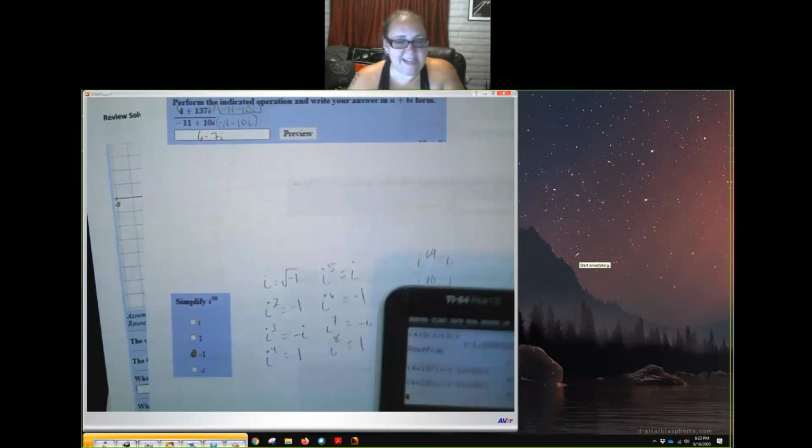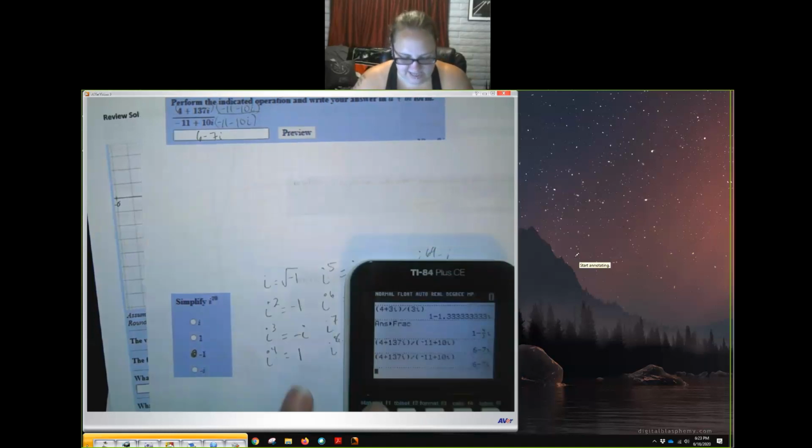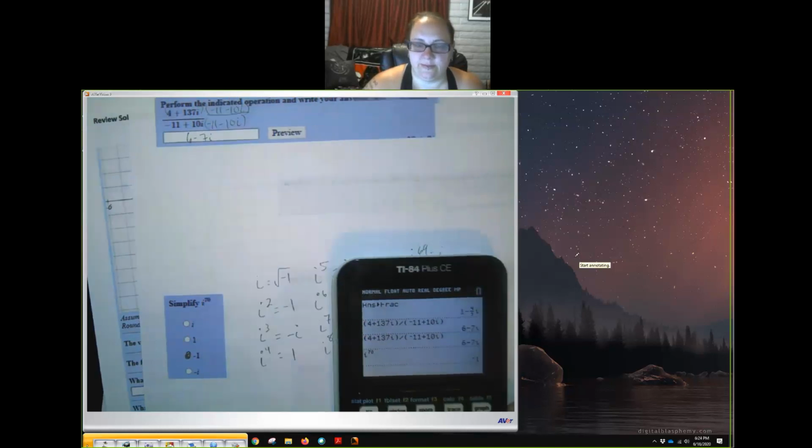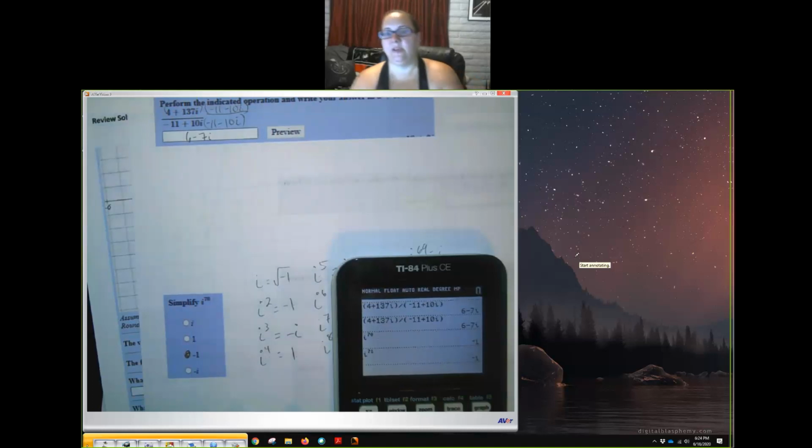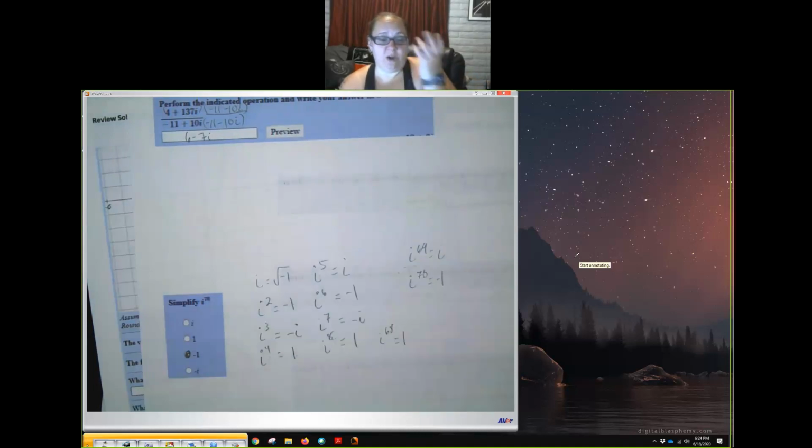I actually have not tested this in the calculator. I've always just done it that way. So let's see if the calculator does it right. I bet it does. Hey, look at that. What if I did i to the 71? Yeah. Cool. So the calculator will do those for you also.